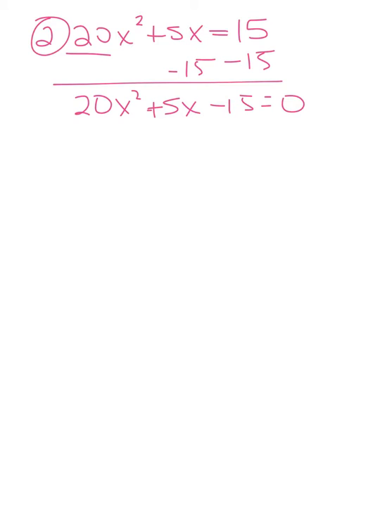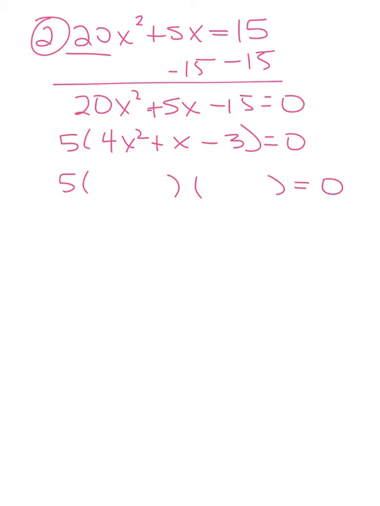Now I'm going to look for my greatest common factor, which is 5. So I'm going to factor out the 5, and I'm left with 4x squared plus x minus 3 is equal to 0. So now I'm going to factor my trinomial. Now this time I know that my signs are different. I have a plus and a minus, so I'm going to wait before I put them where I need them.